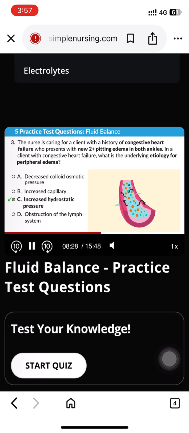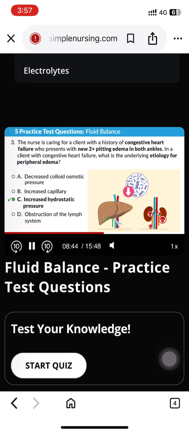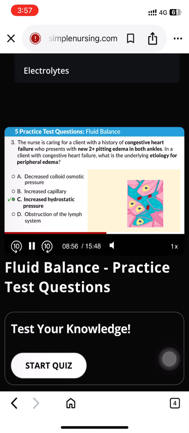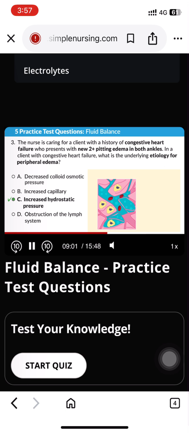Decreased colloid means less colloids inside the blood to attract fluid. So osmotic pressure is the pressure applied when fluid is attracted. This typically is seen with clients with low albumin, like clients with liver disease and cirrhosis or even renal disease, where the loss of albumin occurs. So remember, albumin attracts water via colloid osmotic pressure. So without albumin inside the blood, well, fluid is not attracted into the blood vessels, and thus fluid just leaks out of the blood vessels and into the body.